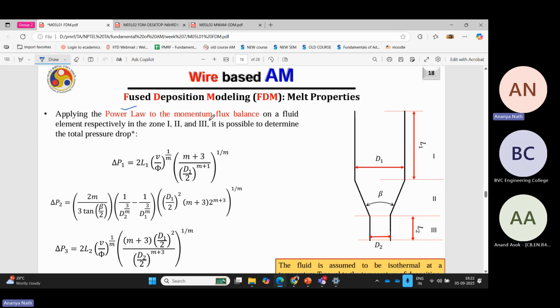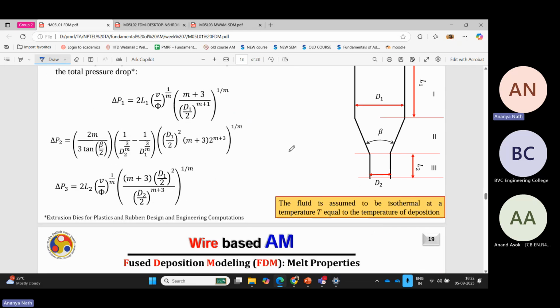So using power law, we are deriving this pressure drop, the total pressure drop, because this is a bit thicker, this is a bit thinner, so there will be a pressure drop so that your wire can come out of the nozzle nicely and it can get deposited. So that also has a big equation, and this is important. You need to note down this equation actually.